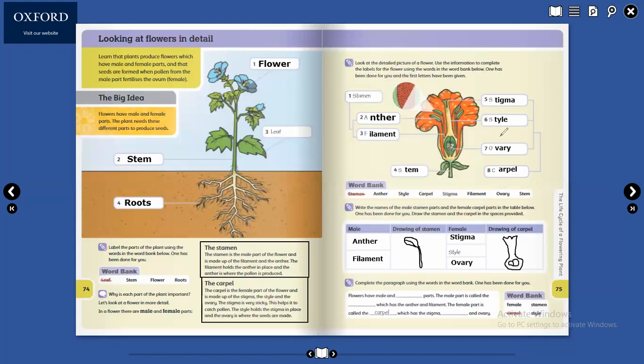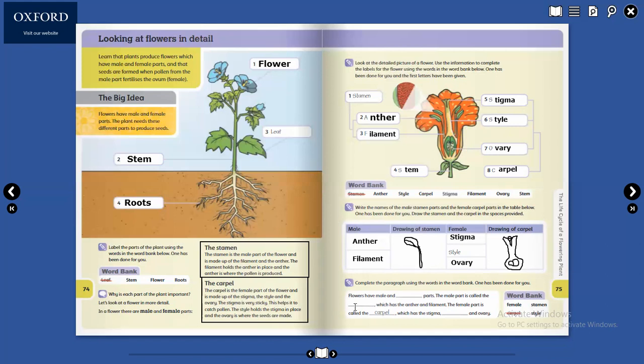All parts: stigma, style, ovary. If he says show stigma, you will make only this. If he says style, you will make only this. If he says ovary, you will make only this. But here it needs all, so we will make all of it. Got me? Okay. That's good.